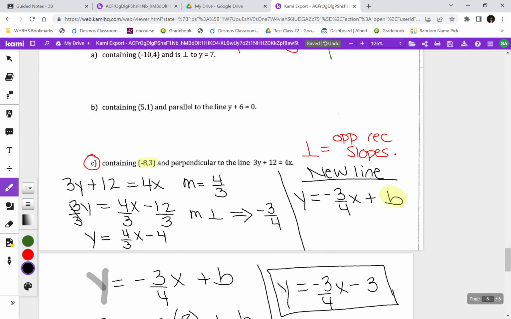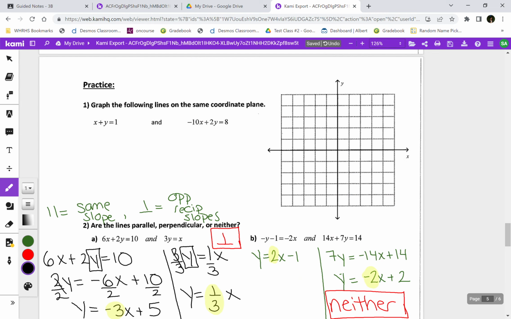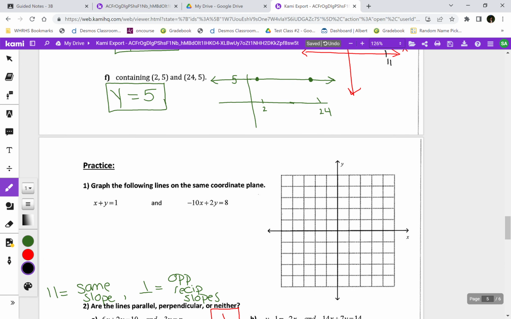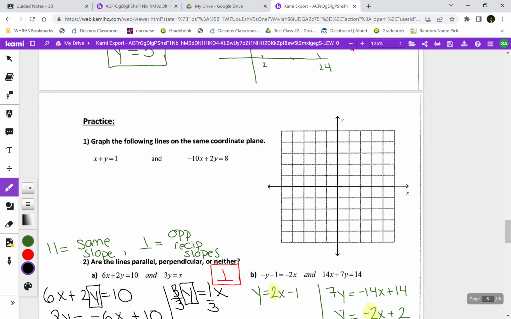Okay. Let's have you graph. I think if you graph just one, that's good enough, right? Here, graph this one. Graph the second one. Negative 10x plus 2y equals 8. Before you can graph, what format do you want to put it in? Slope-intercept form. You got it.